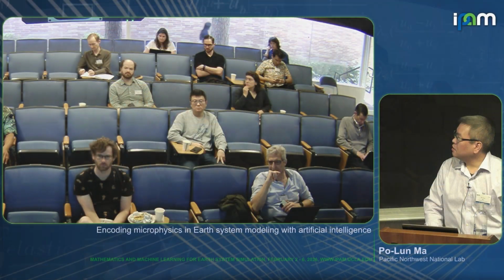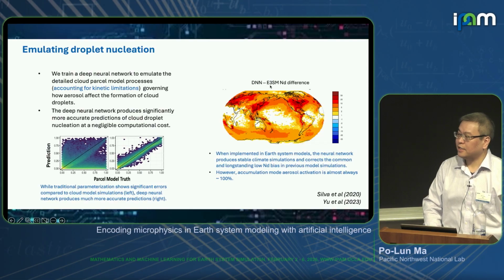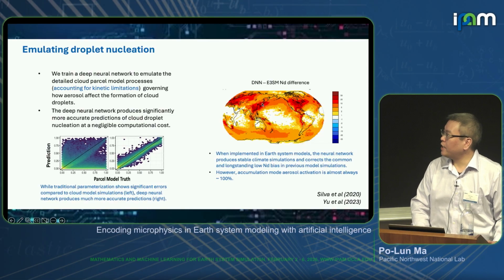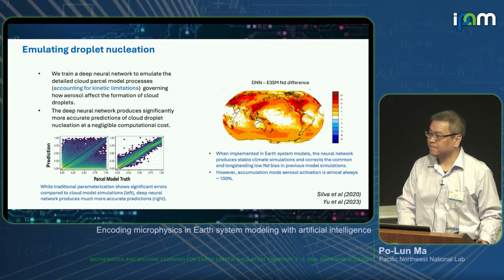Do a better job in the tropics. Yeah, it looks like the differences are near zero in this region. No, it just means there's not a lot of clouds here. So this is the deep neural network minus the E3SM default. So red means that the new model produced more droplet number. Oh, better. Okay. Yeah.